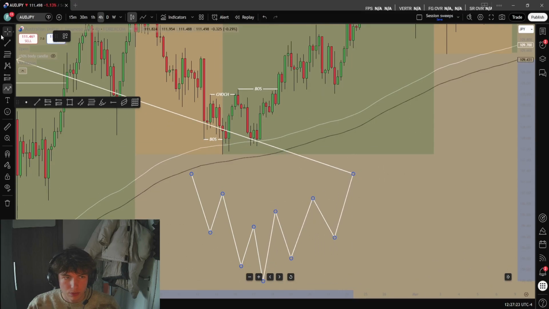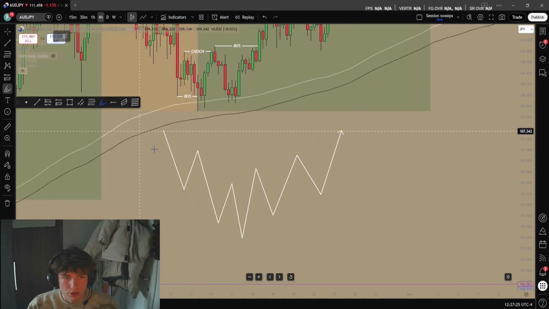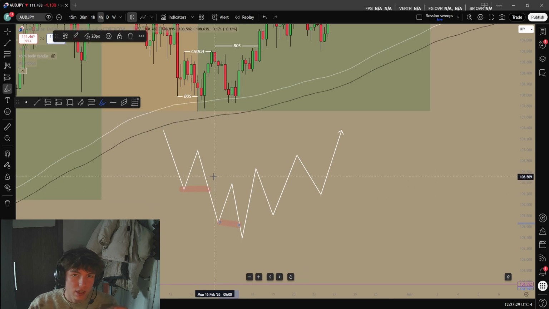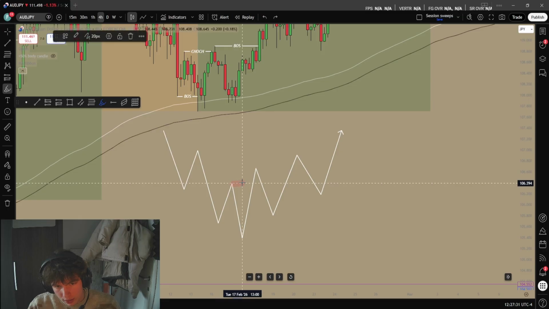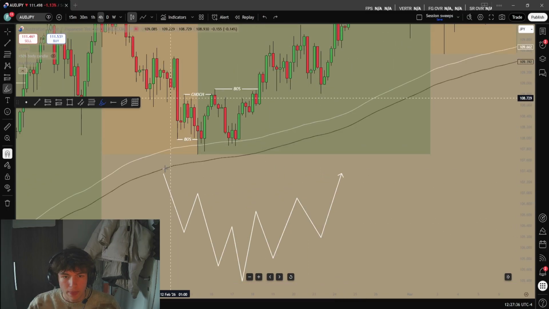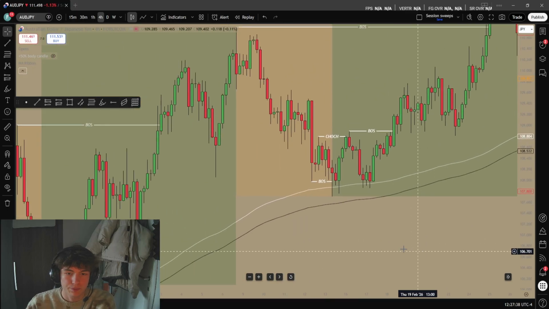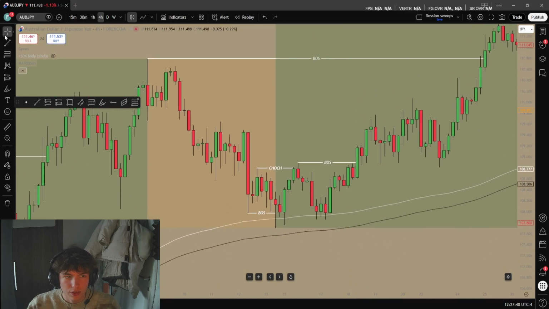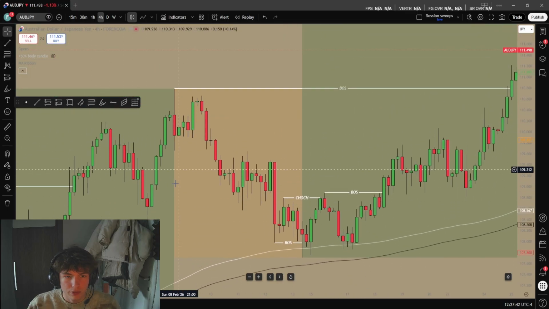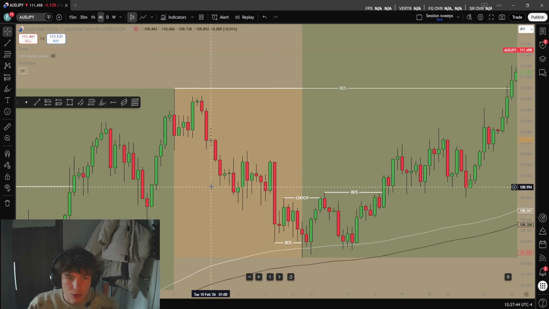Like here, like so, right? We were disrespecting lows, and once price was ready to reverse, we started disrespecting highs and respecting those lows. And that's the exact same thing that happened here. You can see here, same thing, break of structure, change of character. We disrespected the low.